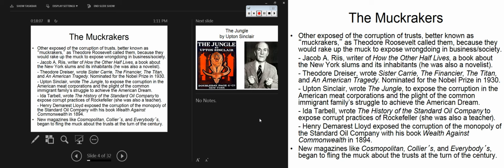The muckrakers in this era were people that exposed problems, they exposed corruption, there were whistleblowers that exposed major issues in everything from corruption to society. We have that going on today.